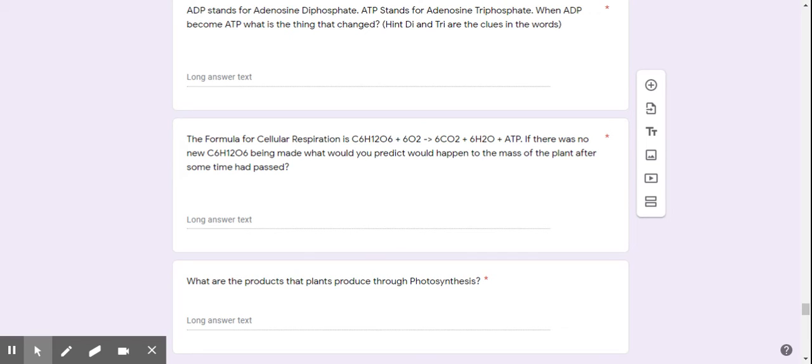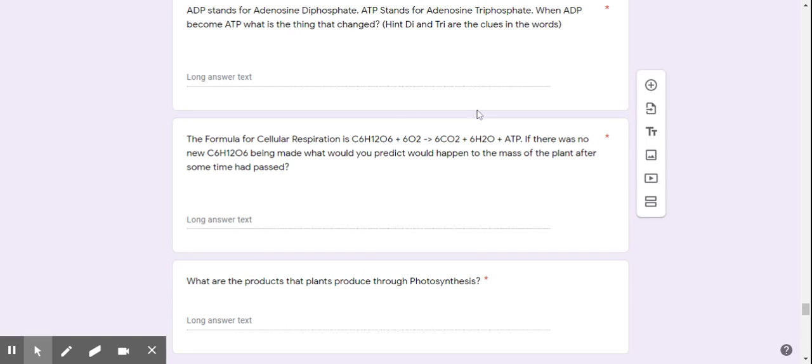So, what this question is saying is we are no longer making more glucose. But you have to remember, we still have some glucose inside of us. So we're not making more glucose, but we still have glucose inside of us. So what would happen to the mass of the plant after some time passed? All right, so if it's still doing cellular respiration, let's look at the products. These go in, and what comes out? Water and CO2. CO2 is a gas.